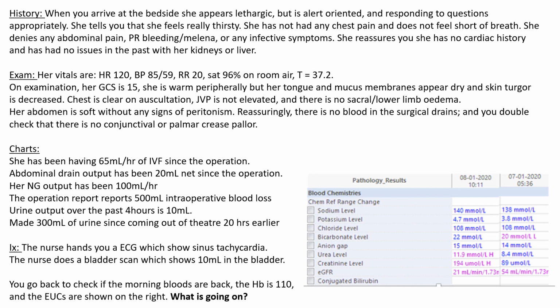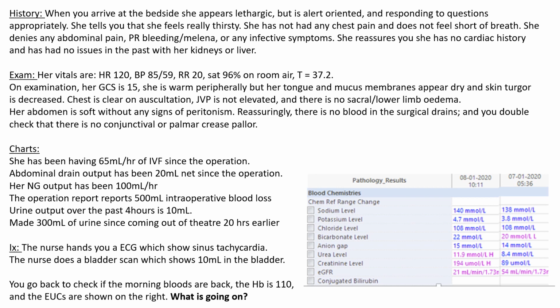Concerningly, her urine output over the past 4 hours has been very low. She's only made 300 ml of urine since coming out of theatre 20 hours earlier. You get an ECG to make sure nothing is wrong with the heart. An ECG can also give you signs of right heart strain if the patient's got a PE. She's got a sinus tachycardia, but no signs of heart strain, ST segment changes, or other signs of an ischemic process. You ask the nurse to do a bladder scan to make sure her catheter is not blocked, given that her urine output's been so low, and you're reassured that the bladder scan shows a lack of urinary retention.